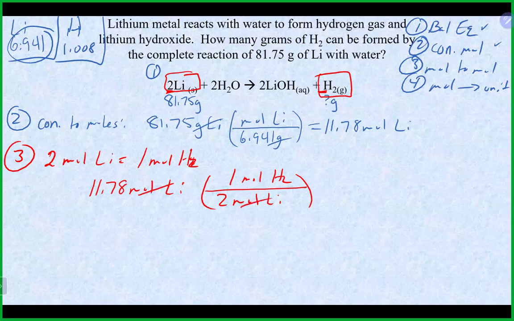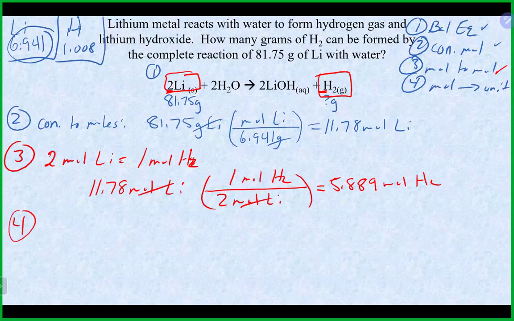Again, moles of lithium are going to cancel, then divide by 2. I'm actually using the whole number in my calculator, not the rounded number, so I get something like 5.889 moles of hydrogen. So that takes care of that step right there. At this point, if we were looking for moles like we were in the first problem, we would be done. But here we are looking for grams. So we do need to do step number 4 in this case.